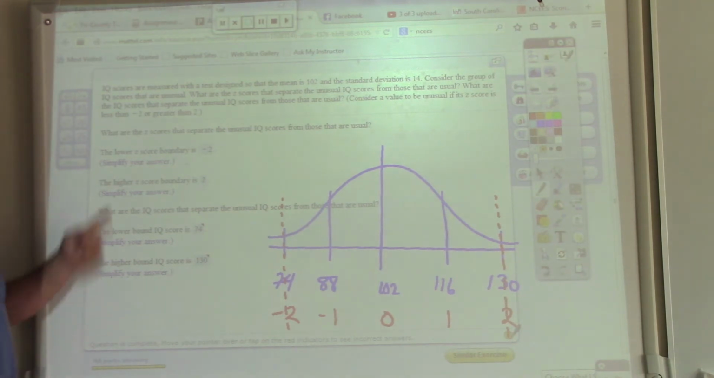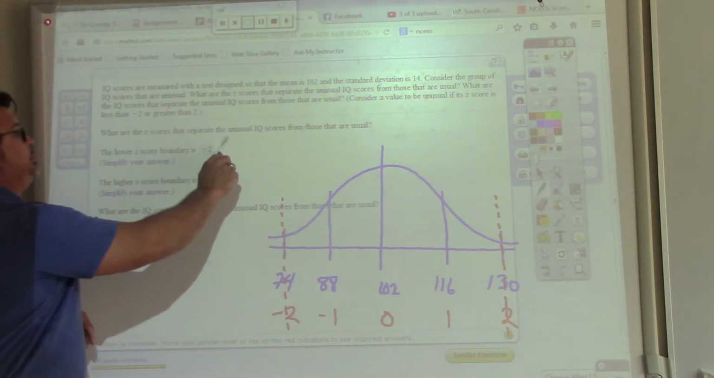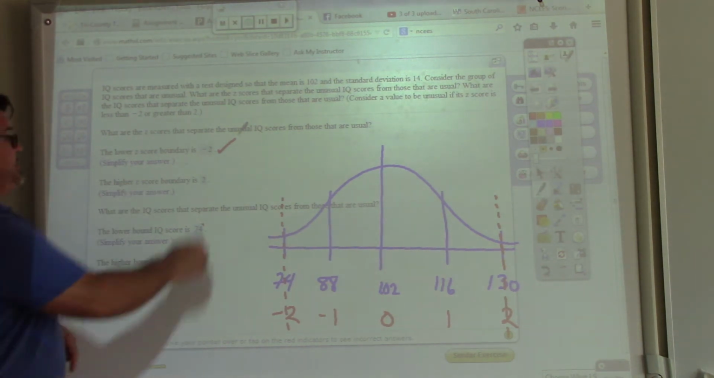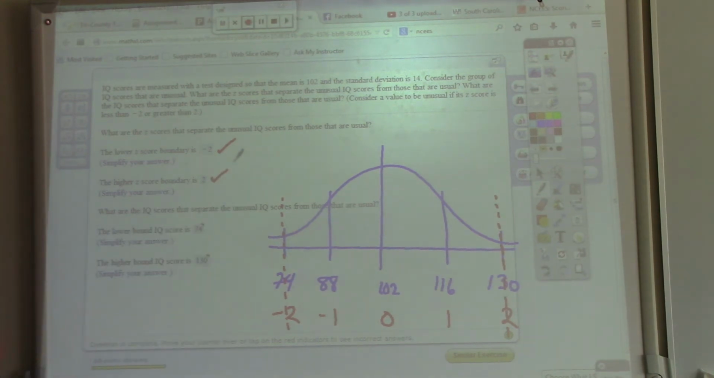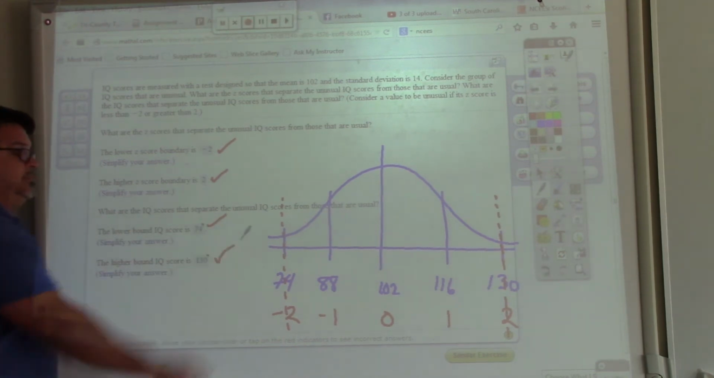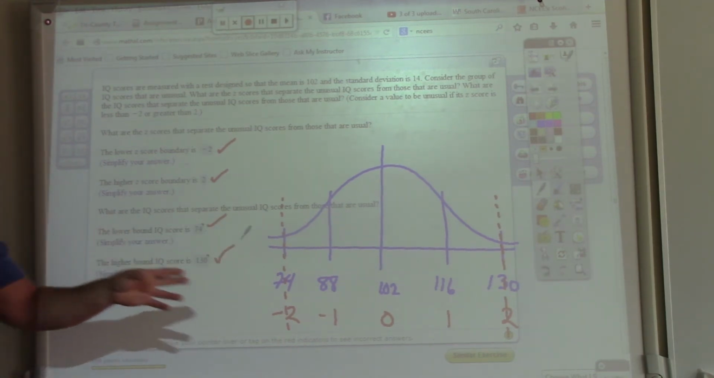So, the lower z-score is -2. So the answer is always -2 and 2. Pretty much, yes, with z-scores. The high score is +2. What are the IQ scores? 74 and 130. See how easy it is when you draw the picture?